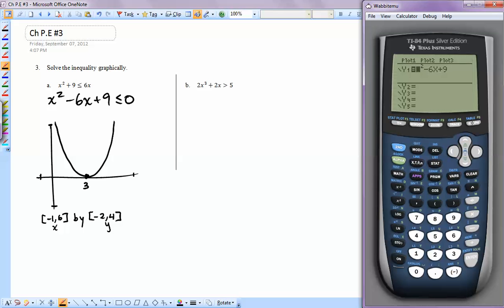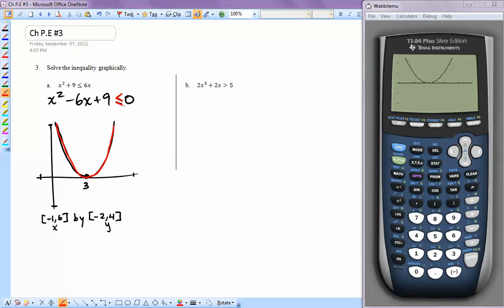Okay, whoops, let's go back to graph. I'm looking at when this curve, this parabola that I just graphed, is less than or equal to 0. Well, it's never negative. It's always positive or 0. So it's never less than 0, but it is equal to 0 at one place, right at 3. So my answer is going to be x equals 3.